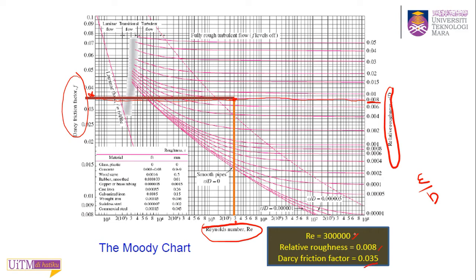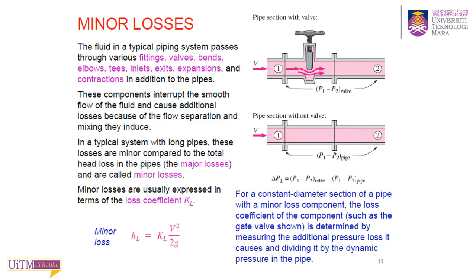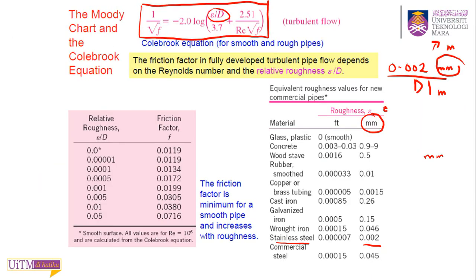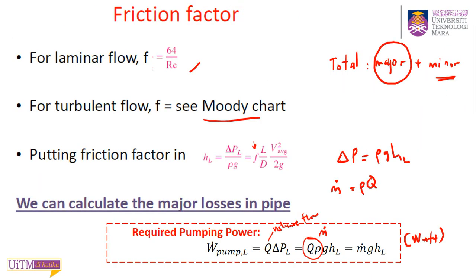Okay, so that's how you get your value for f, the Darcy friction factor, if your flow is turbulent. You refer to this chart. Alright, so that's how you get your f, and then you can substitute it in this equation to find your head loss, the major loss.